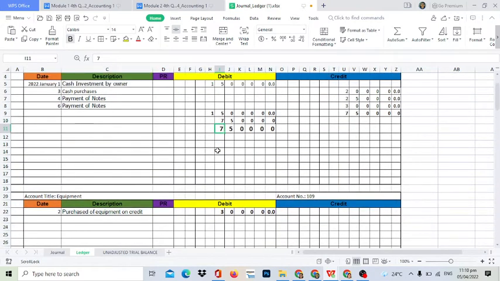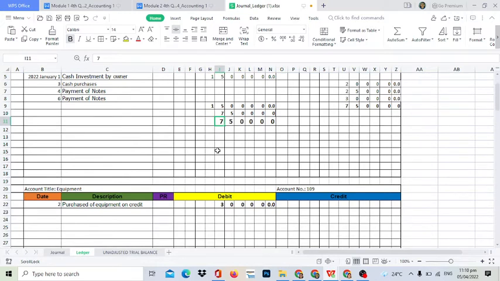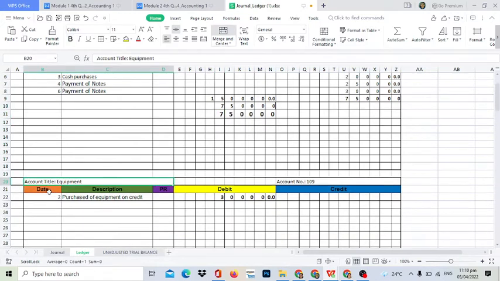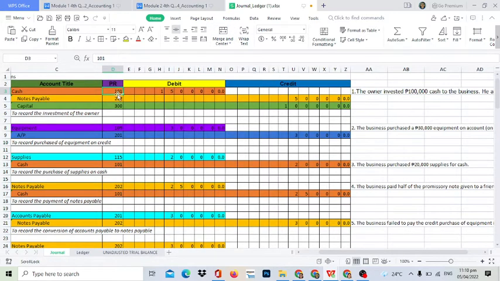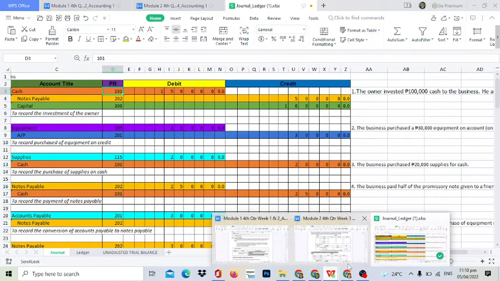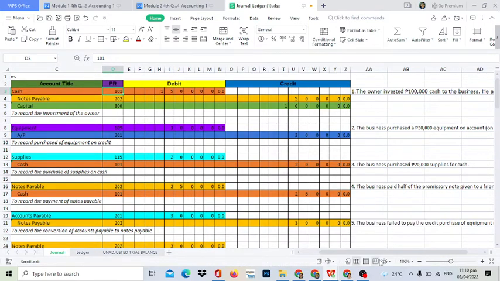Okay? So, close na tayo dyan. Proceed na tayo sa next account title. Next account title is the equipment. Then, the account number is 109. So, yan na po yung susunod after po ng 101. Yung 109 po. Okay? Next one.